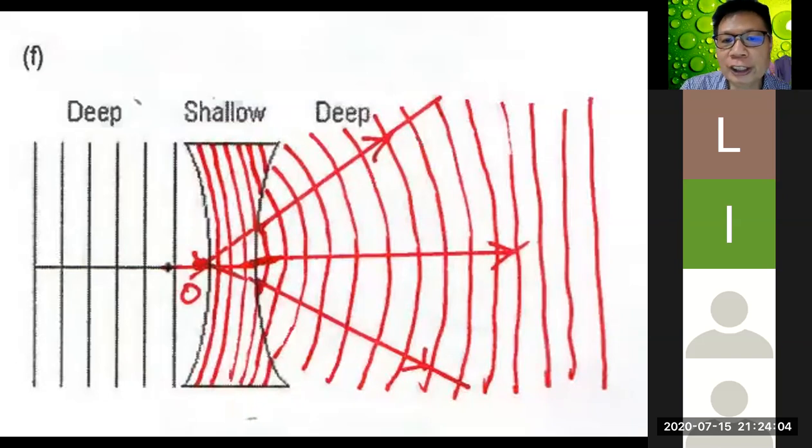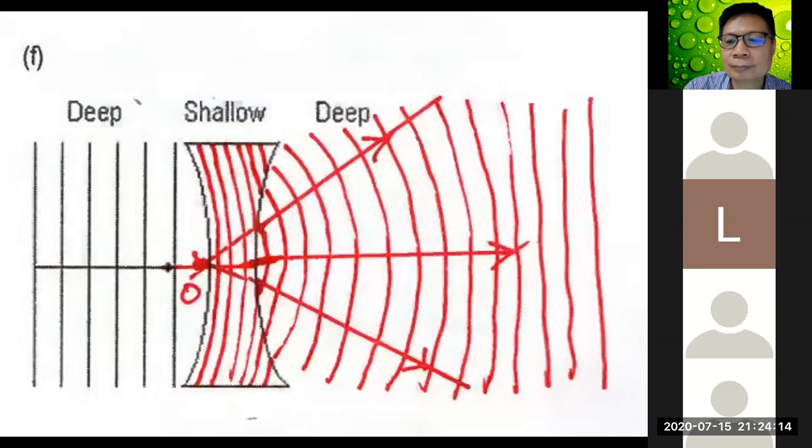Okay, finish the diagram. Sima, finish or not? Finish, sir. I think most of you finish. Ling, finish or not? Yes, sir. Finish.